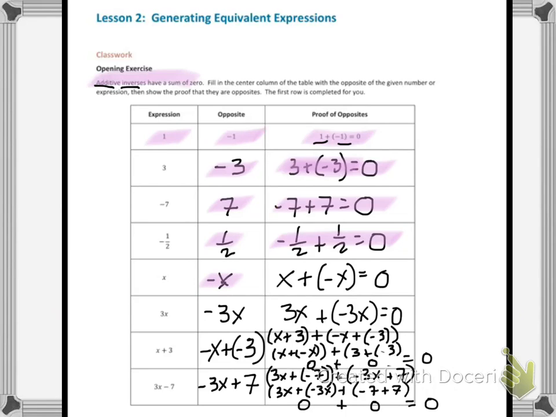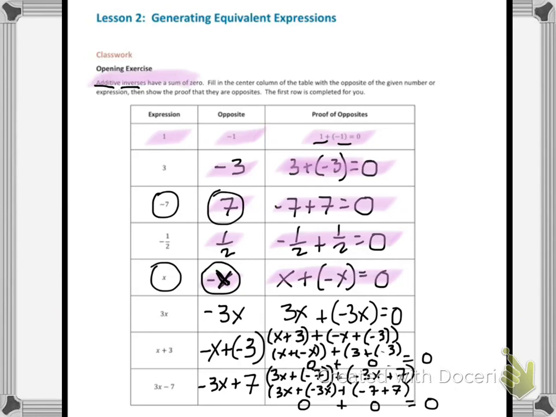Opposite of x is -x. And if you add an x plus a -x, you're going to get 0, just like you would with any number. So you can see in this case that these variables are going to work exactly like any number would work. Every variable has an opposite, which is its opposite sign.